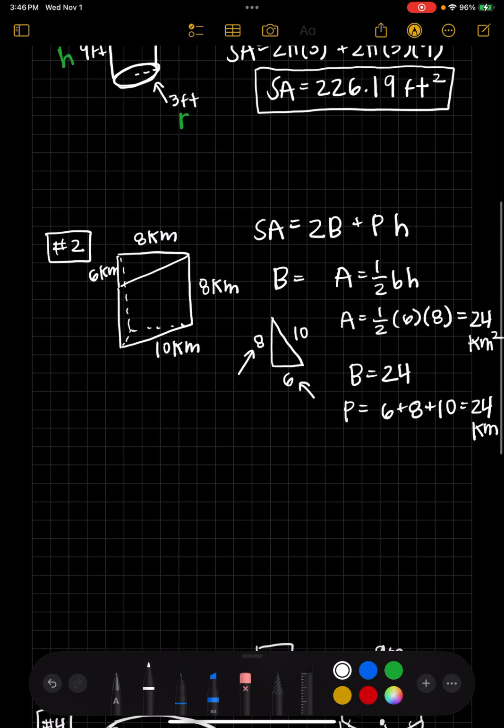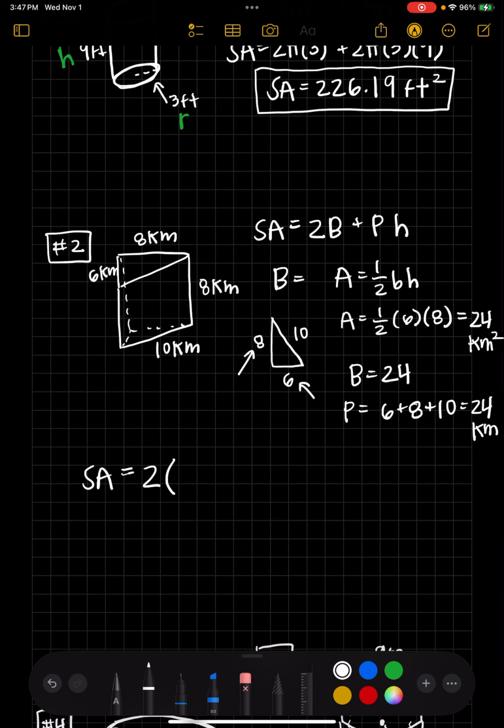Okay, so now I'm gonna say that the surface area is equal to 2 times my area of the base. We decided that the big B would be 24, plus the perimeter of the base, which is also 24, times the height. Now the height is the height of the prism. So you gotta go back to the original picture and look at the height, which would be this 8 right here. So how tall, or what's the distance from the bottom triangle to the top triangle? That would be your height, which in this case is 8.